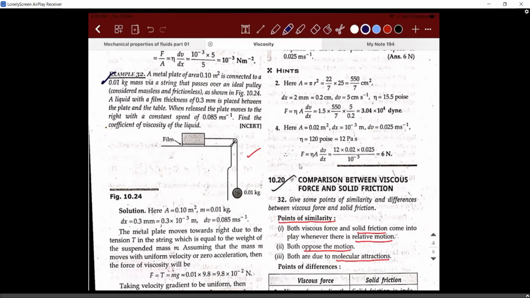So try to understand this question. Don't be in a hurry to solve. First, try to analyze what they are trying to say. What is there in the system? You have a mass of 0.01 kilogram hanging in the form of a ball. That is connected to a metal plate of area 0.1 meter square, the base area.